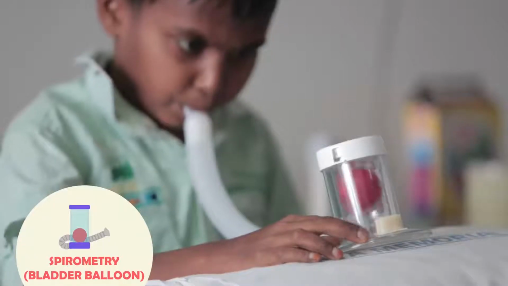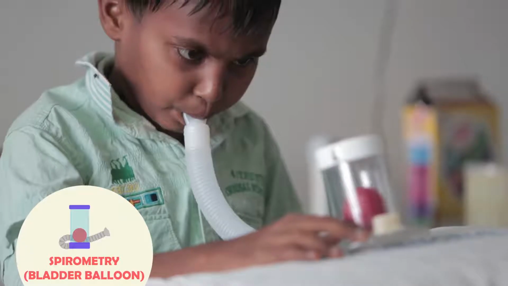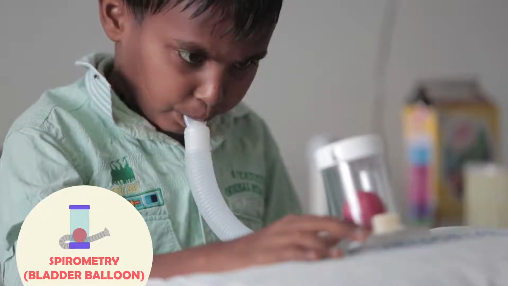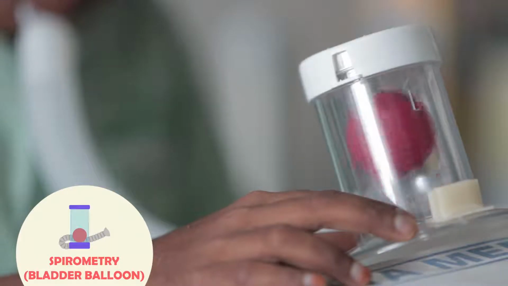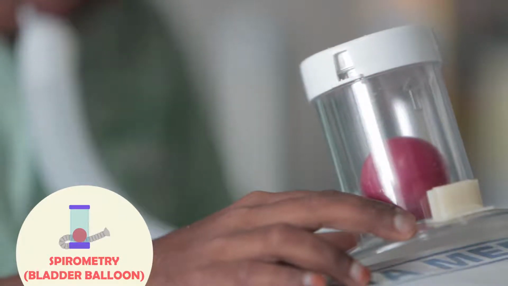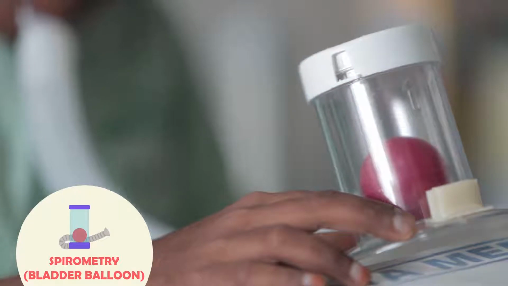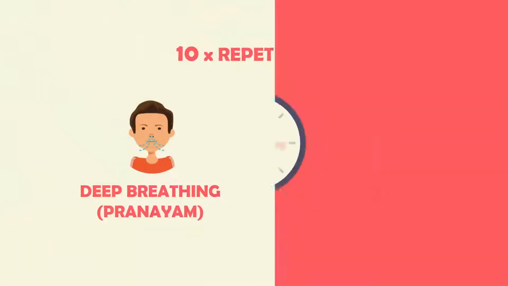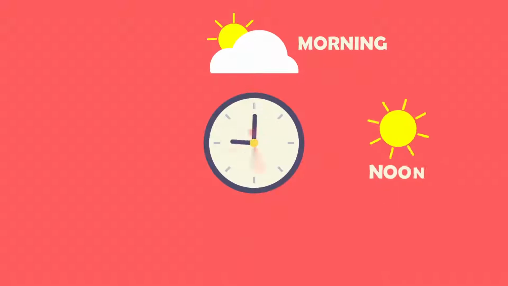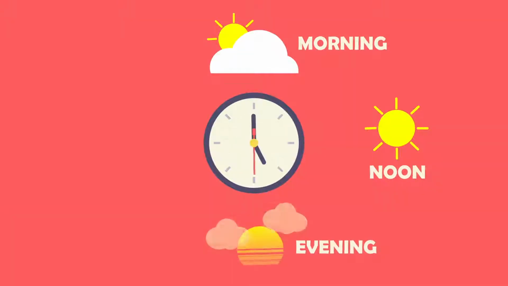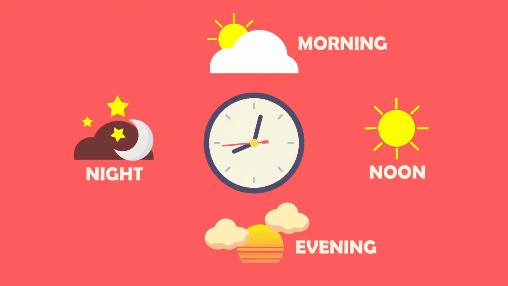Deep breathing exercises, Pranayam. Ask the child to take a deep breath, hold it for some time, and then breathe out slowly and relax. Spirometry or bladder balloon exercise. The child should blow the spirometer or bladder balloon to its maximum capacity and hold for some time. These exercises must be performed in the morning, at noon, in the evening, and at night.